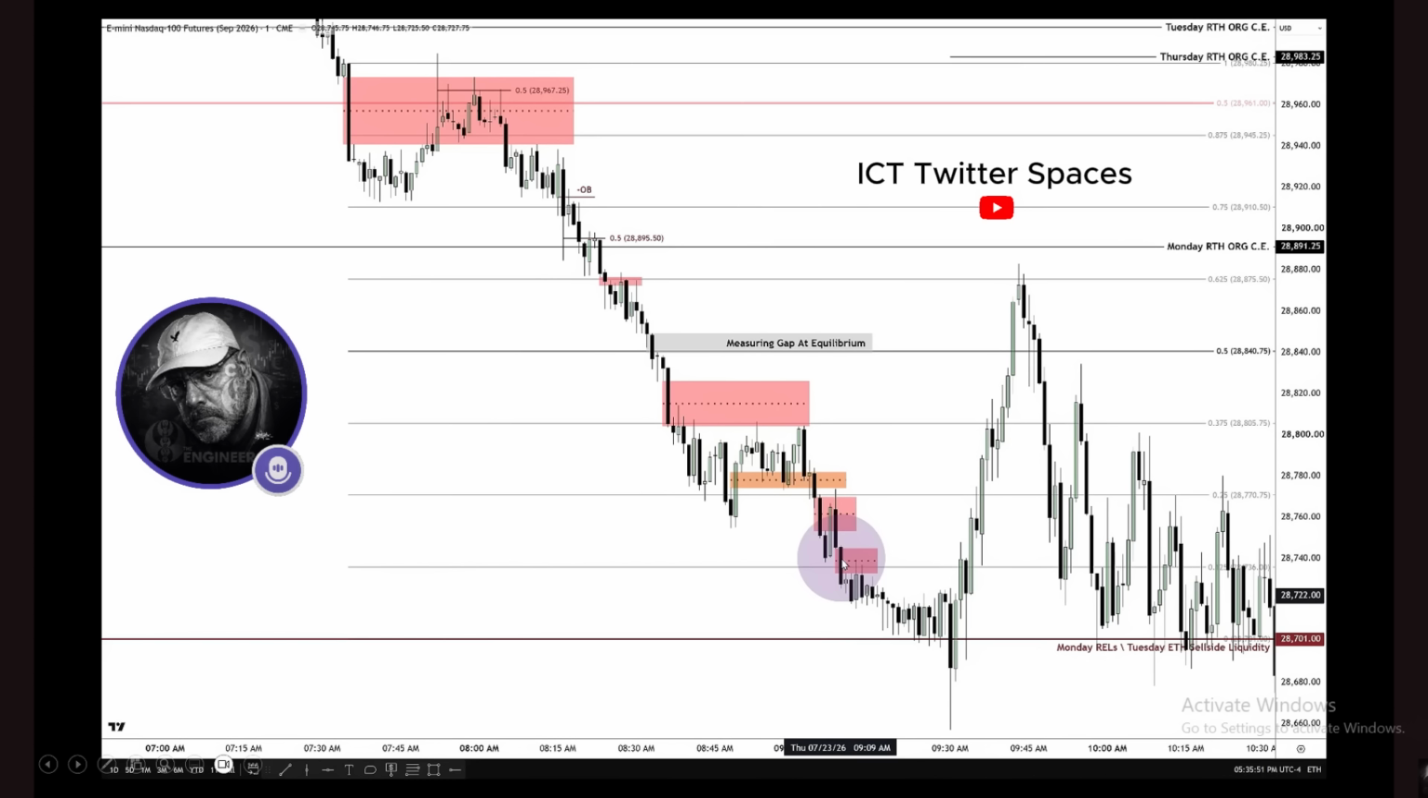But honestly, I do like the fair value gap. It makes sense. It's like an imbalance. Get the pullback, get the sweep, get the rip.